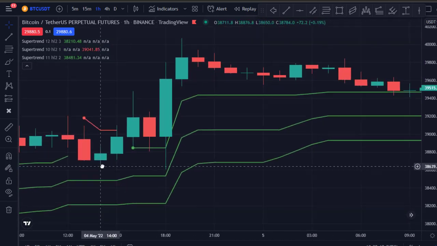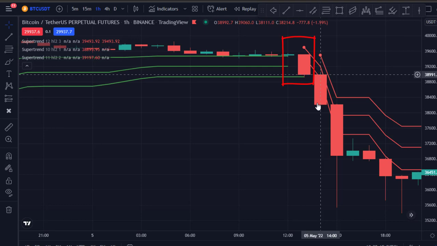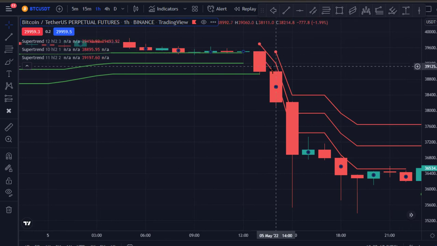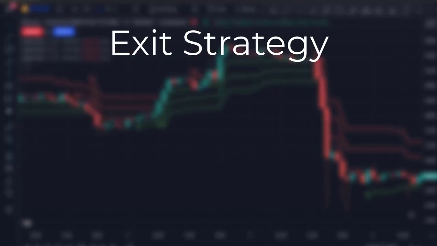Let's look at another example. In this chart we can see that the top line turns red, but the other 2 lines are still green, so you don't want to take any positions yet. Next, you can see all the lines are now colored red, so this is where you want to take a sell position.